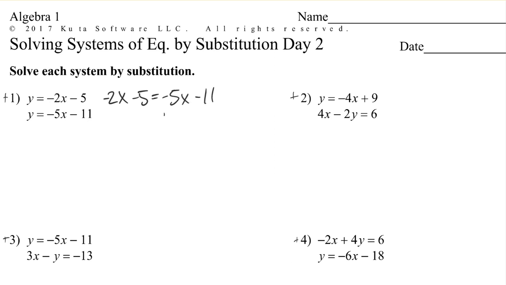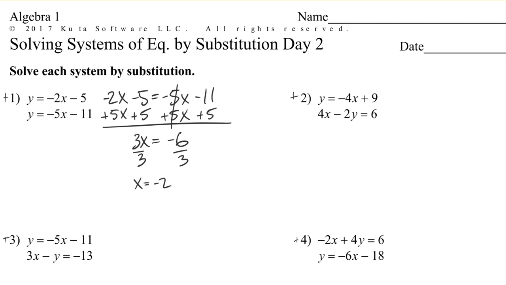We'll solve this for x by getting our x's on the left side, and then we need to get our constants on the right side. Negative 2x plus 5x makes 3x, and negative 11 plus 5 makes negative 6. Divide by 3, and x equals negative 2. Then we'll substitute it into either equation. I'll just do it into this top one.